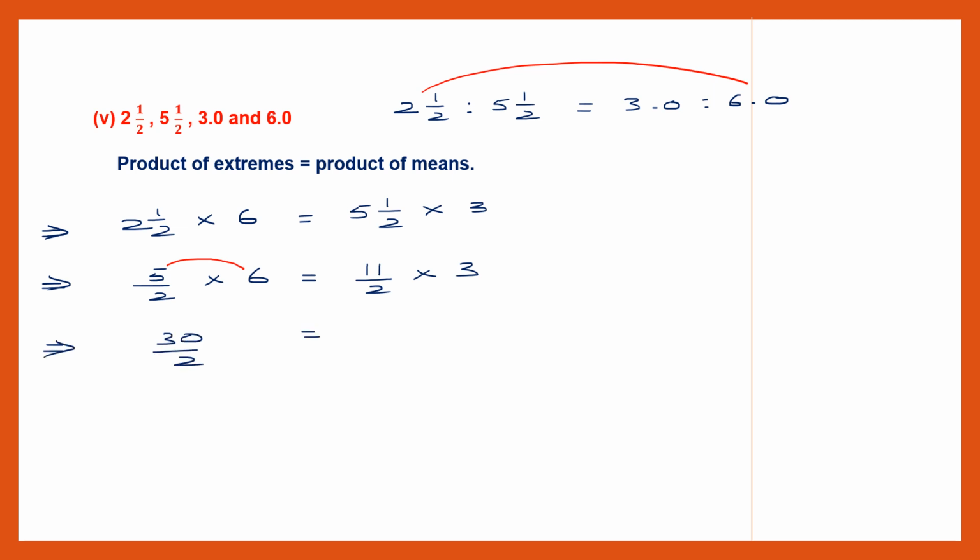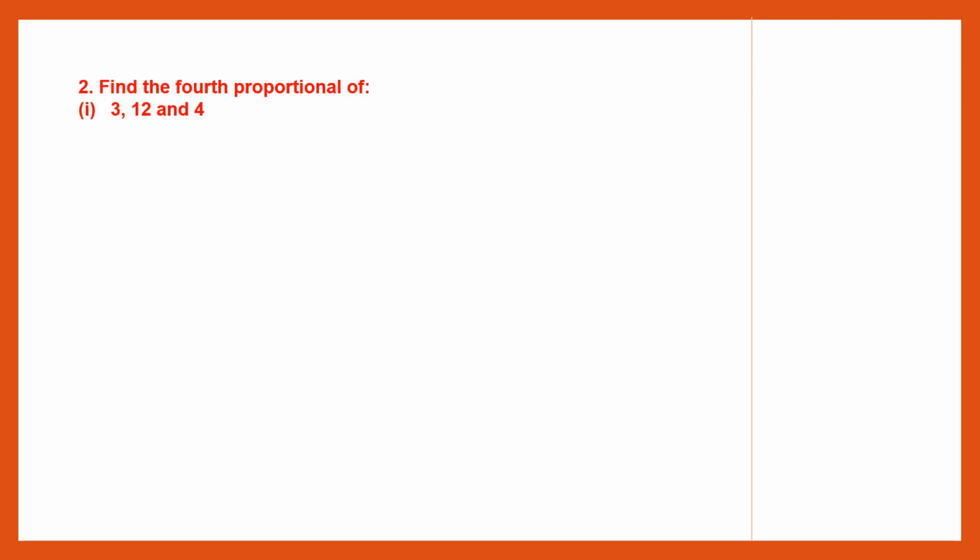Now on the other side let's multiply the numerators. 11 3s are 33, and in the denominator we have 2. As you can see, the product of extremes and the product of means are completely different. They are not in proportion. That means the numbers given to us in the question are not in proportion.